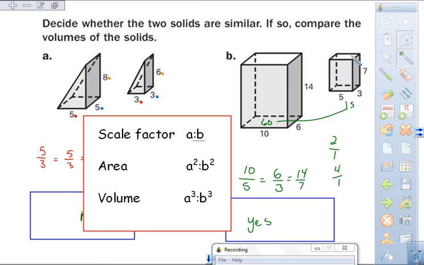Then to multiply volumes, if we had the volume of this object, which would be 15 times 7 for 105, our ratio of our volume would be 2 cubed, which is 8 to 1. So I could multiply that 105 times 8, and that would give us the volume of the larger object, which would be 840. So those are the relationships that we need to know today.